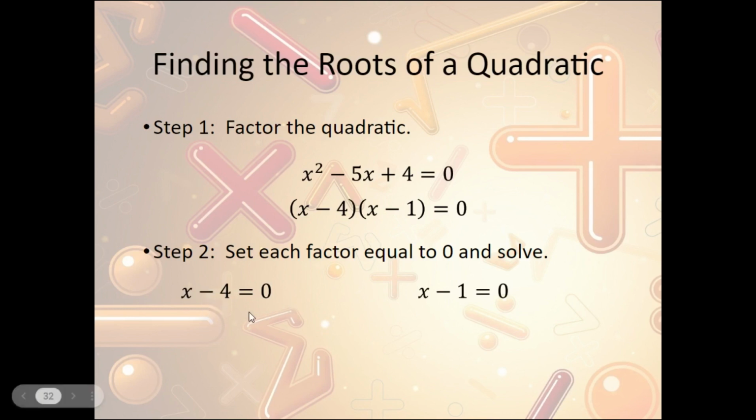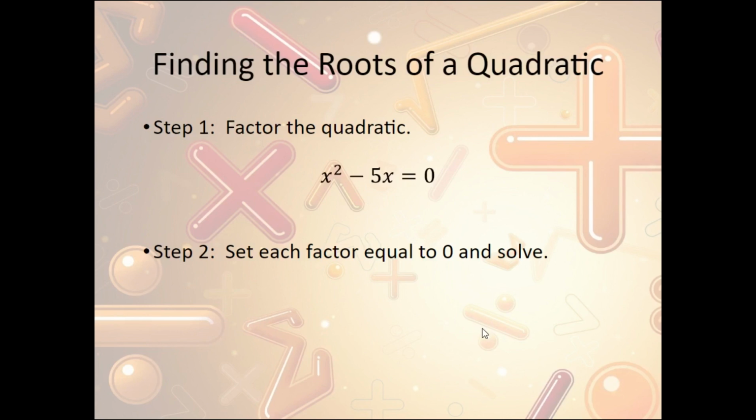So we add 4 to both sides, and we get x equals 4. We add 1 to both sides, and we get x equals 1. So the zeros, or the roots, or the x-intercepts, whatever you want to call them, for this equation are x equals 4 and x equals 1.